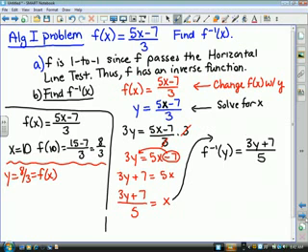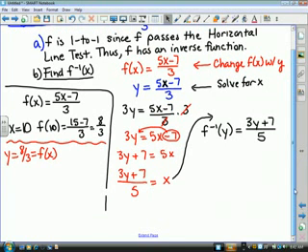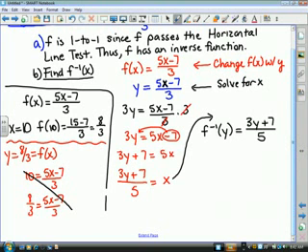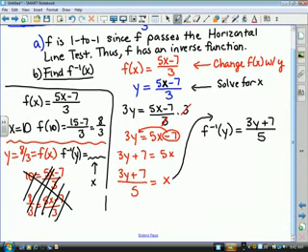Well, I don't think any of us would want to do this right here. I don't think any of us would want to say, okay, 10 equals (5x minus 7) over 3, or say 8/3 equals (5x minus 7) over 3. I don't think any of us would want to solve equation after equation after equation. So what we do instead is, if we knew the inverse function, we would plug in the y and get the x value.